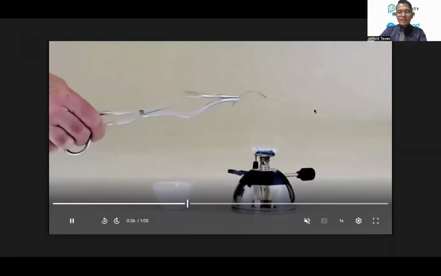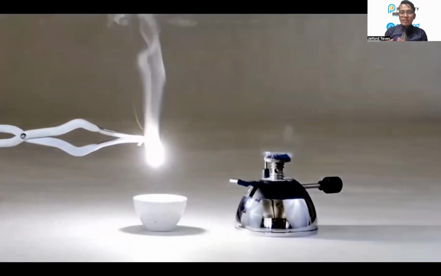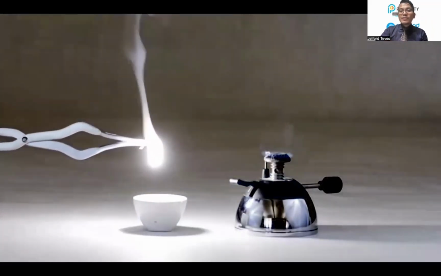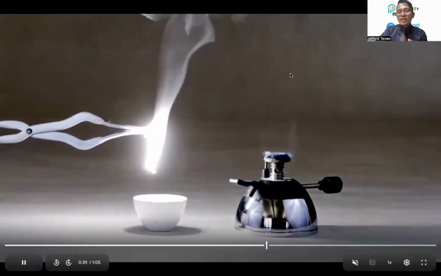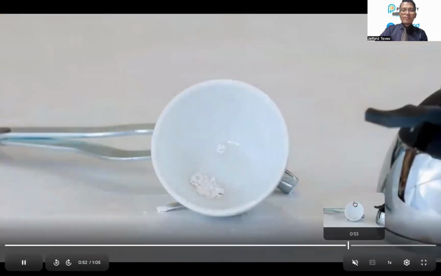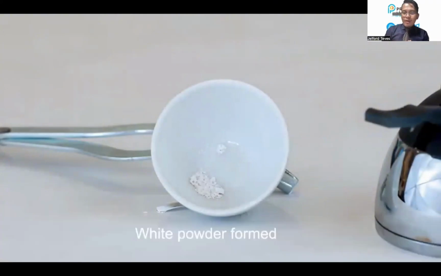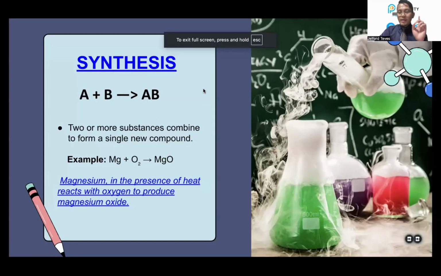So what we have here is a magnesium metal that reacts with oxygen in the air in the presence of heat, and it produces a brand new compound. So it's magnesium and then oxygen producing a brand new substance. As you can see here in the top view of our chemical reaction, a white powder is formed that is actually the magnesium oxide. It's a brand new substance or compound. So it's a combination reaction because magnesium and oxygen combine together to form magnesium oxide.